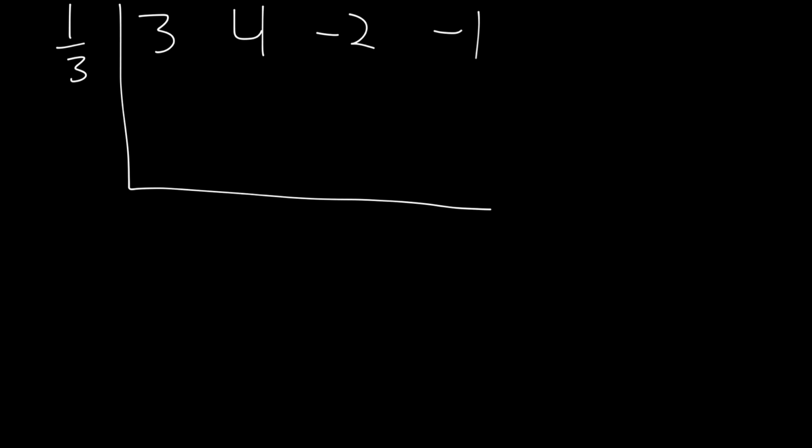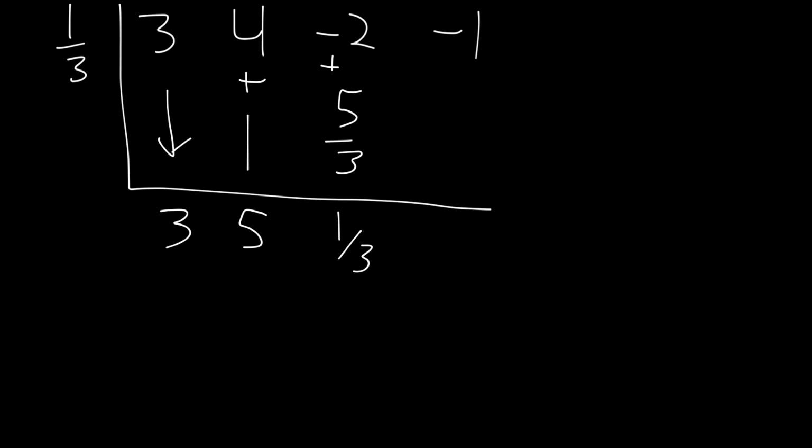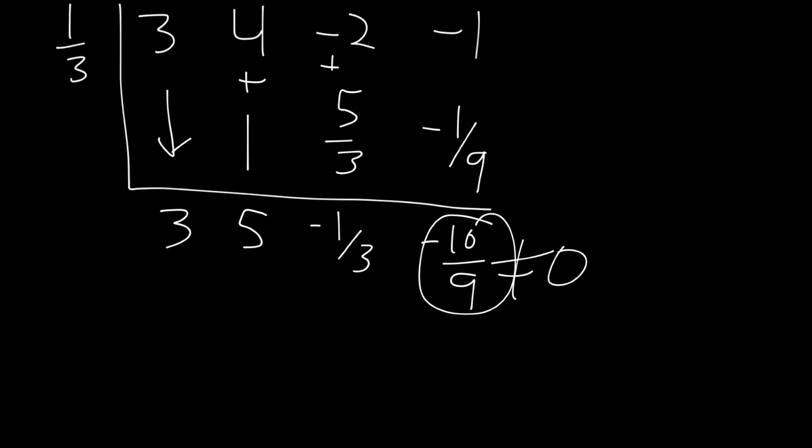Let's check 1/3. Again, we follow the same pattern. The 3 comes down. 1/3 times 3 is 1. And 4 plus 1 is 5. 1/3 times 5 is 5/3. Minus 2 is minus 1/3. 1/3 times minus 1/3 is minus 1/9. Subtract 1 is minus 10/9. Again, this is not equal to 0.